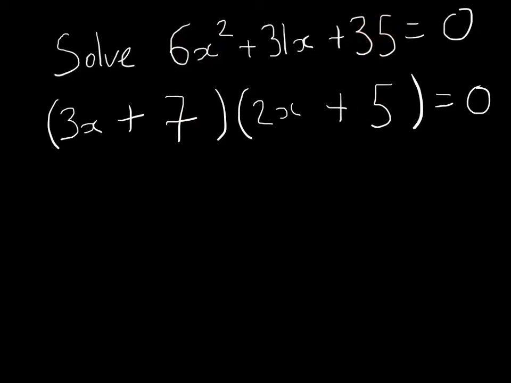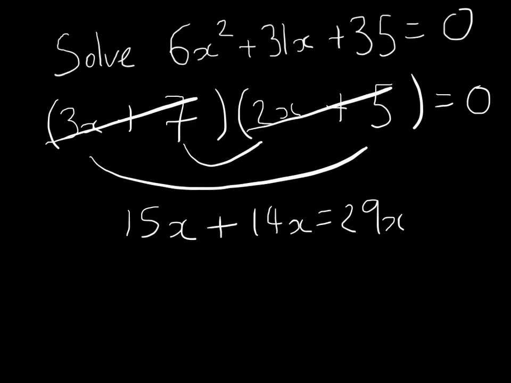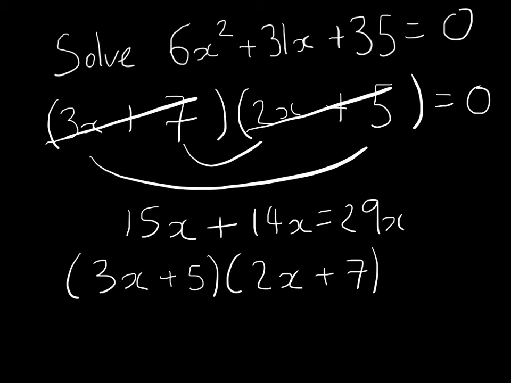I just need to check the middle two terms. So 3 and 5 would give me 15x. 7 and 2 would give me 14x. I'm not far off, but 15x plus 14x is 29x. I'm not quite there, so I'll strike through that. That can't be correct. I'll try 7 and 5 the other way around, see what happens. 3x plus 5, 2x plus 7.